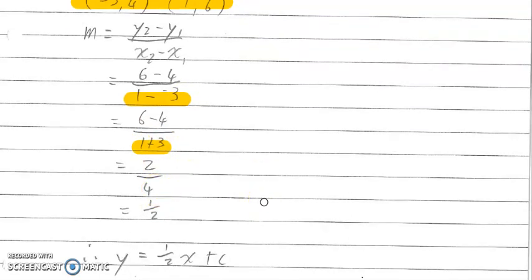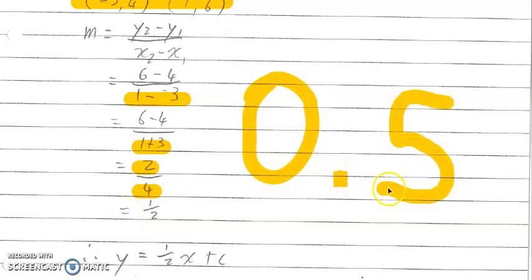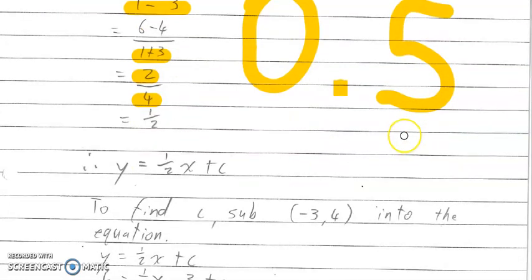Then I simplify the fraction. 6 take away 4 gives me 2. 1 plus 3 gives me 4. 2/4, more commonly known as a half. Just so you know, students, if you wanted to write that as 0.5, that's acceptable. A half or 0.5 is acceptable. However, if you were getting something like a third, probably best to leave it as a fraction rather than writing 0.33 recurring.